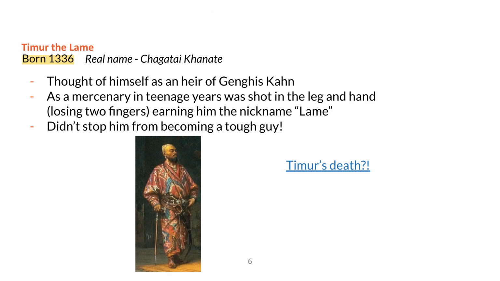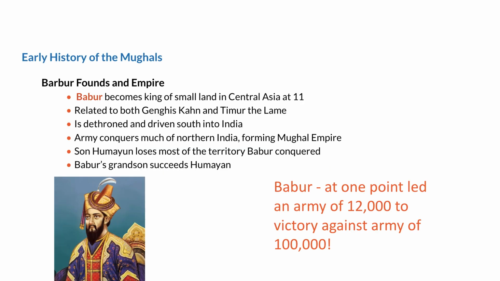So, not related directly to Genghis Khan, but leads all the way up through halfway through the 14th century. Again, taking over as a young man. This is the next guy in charge. His name is Babur, king of a small land in Central Asia at the age of 11. So these guys often took over when they were young because their dad died.